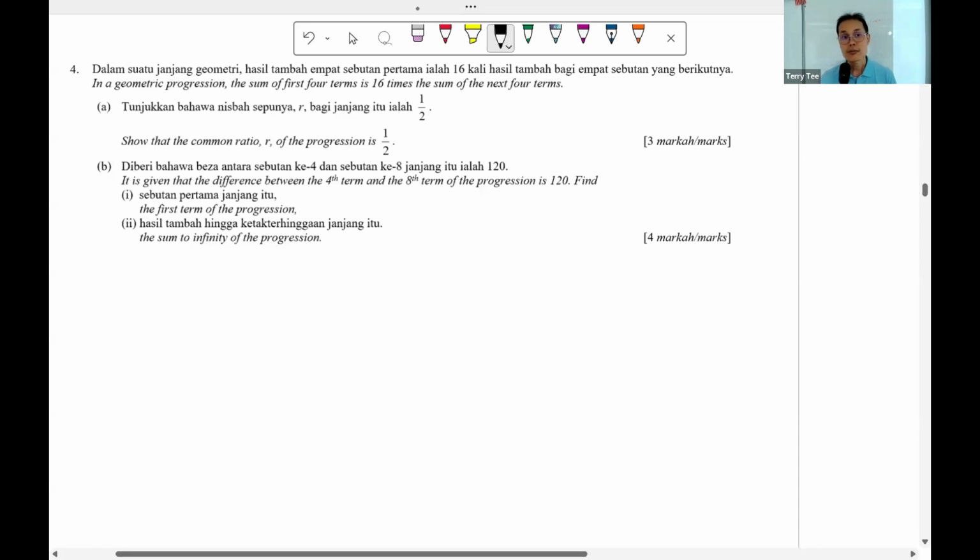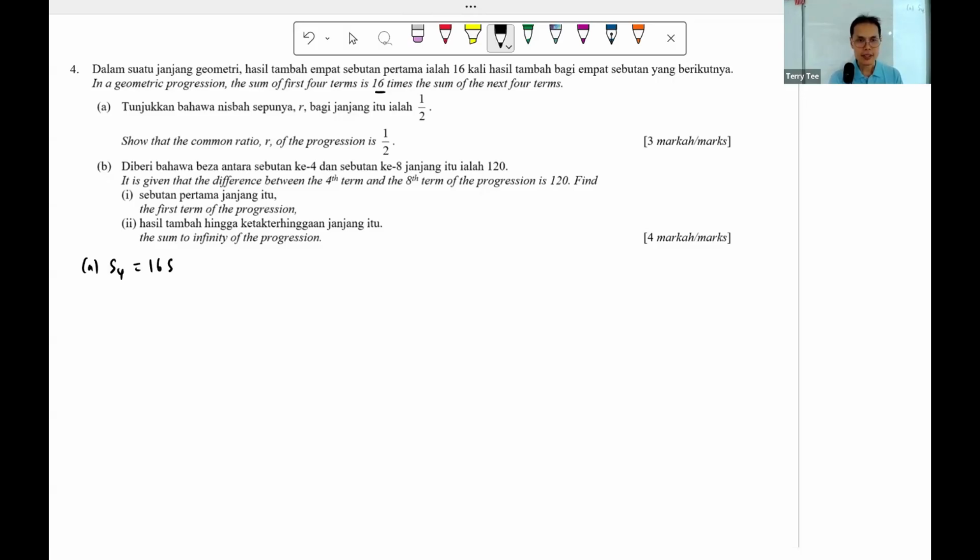Question number 4, this is progression from chapter 5. So in the geometric progression, sum of the first 4 terms is 16 times sum of the next 4 terms. Okay, before you write this, what is first 4 terms and next 4 terms?